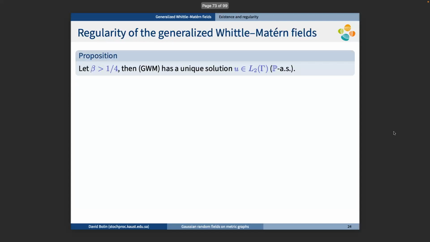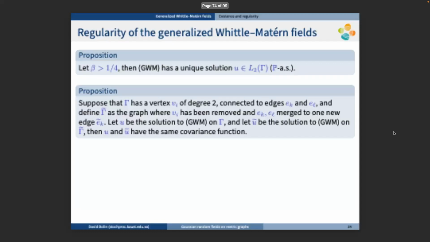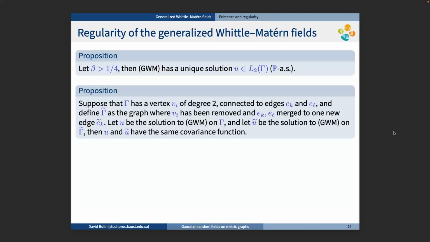So based on these things, we can again show that we have a unique solution as long as we have a large enough smoothness parameter. So as long as the smoothness parameter is large enough, it is in L2. It satisfies the same invariance to adding or removing vertices of degree 2.